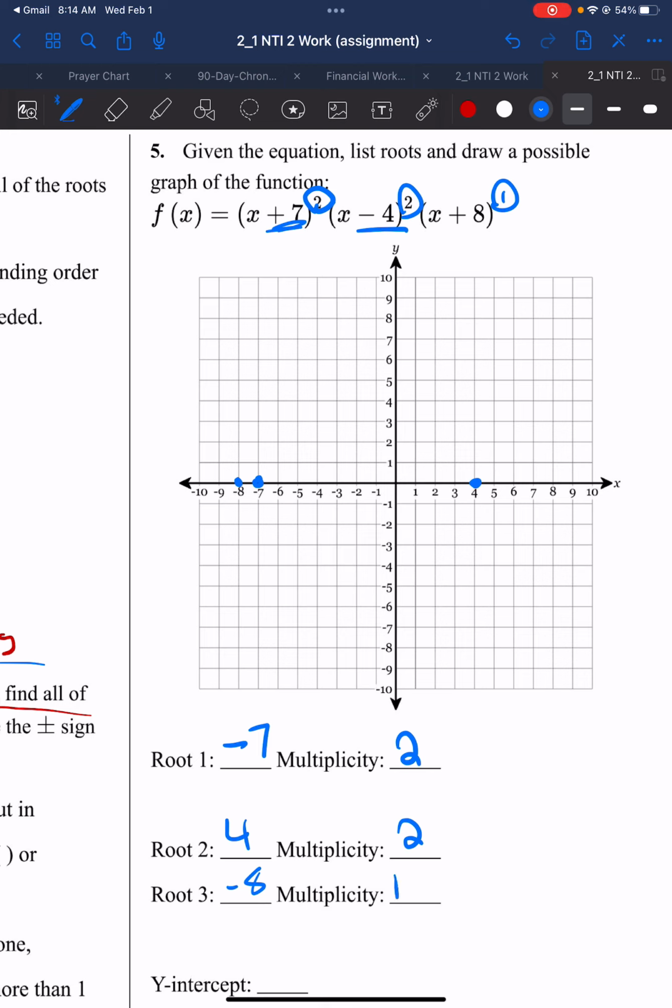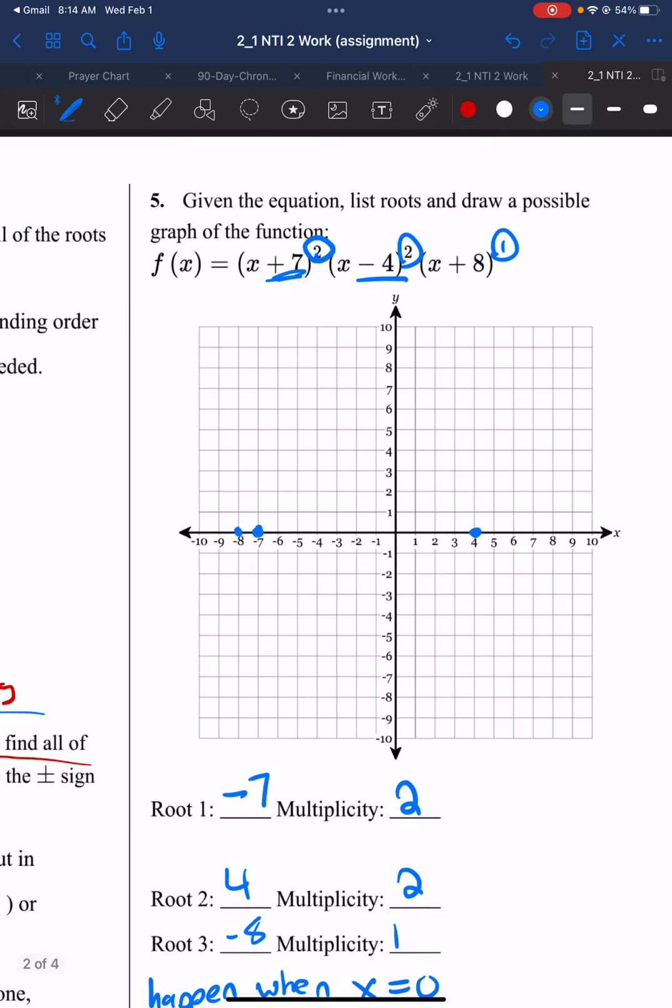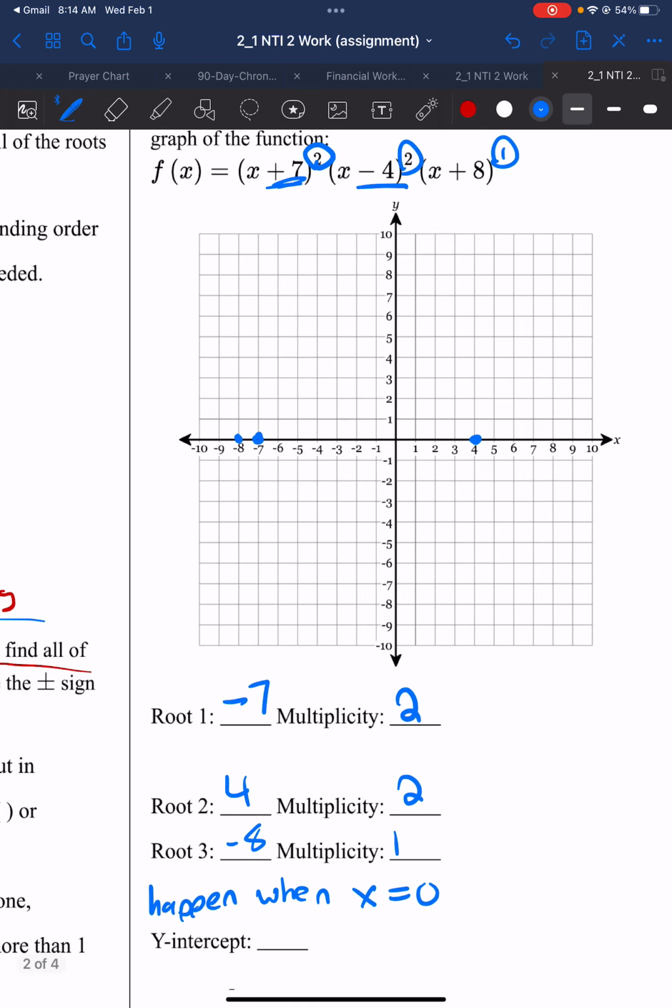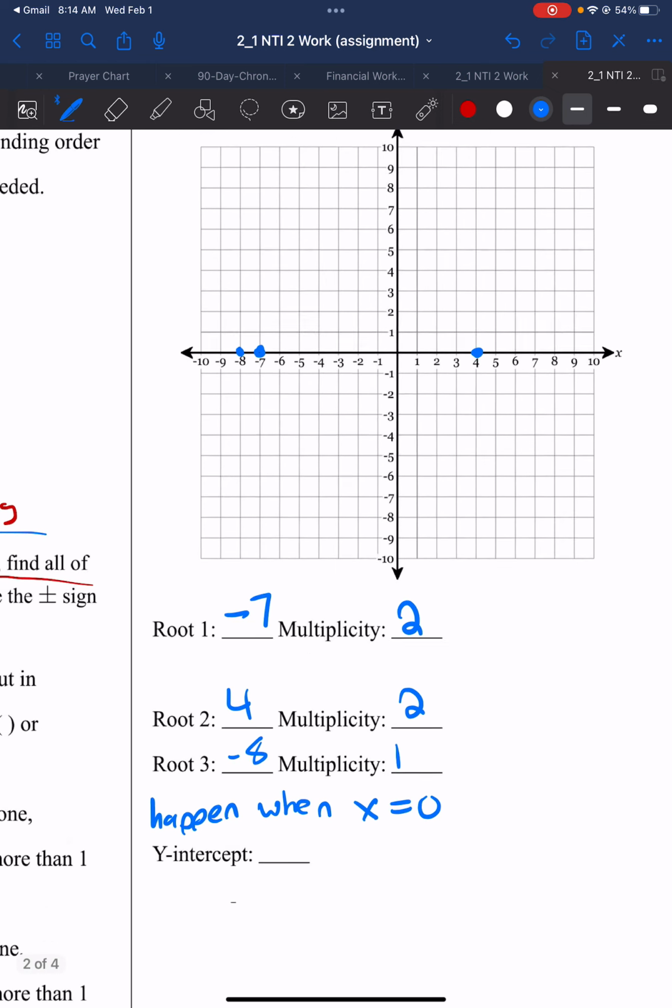Now, what's weird here is that it asks for a y-intercept. So remember, x and y-intercepts happen when x is equal to 0. And I made this one more challenging on purpose. Like on the test, you would have a y-intercept that fits on the graph most likely. It's not going to be this ugly. But just to show you and give you a little bit more challenge, so the test is easier, this is what I did. So you take your equation.